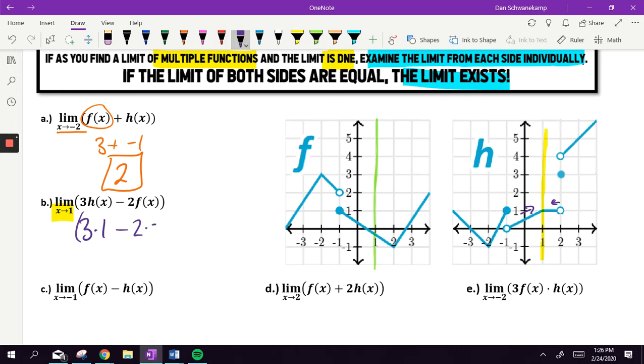Negative 1.5. Make sure you made it negative. I think a lot of you made it positive. 3 times 1 is 3, minus a negative, so it's really plus 1. It's 4. Yeah, we're good. It's 4. Take that. We good there?